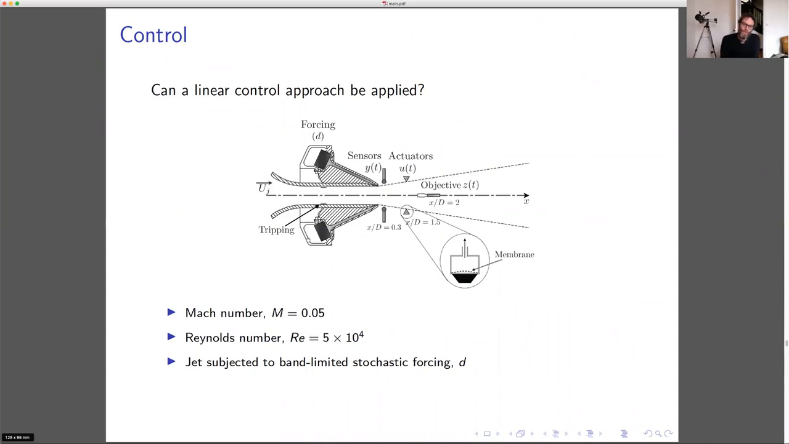Here's the experimental setup where we provide ourselves with the possibility of driving the jet by forcing at the lip. Here we have synthetic jets. We have sensors placed downstream. This is a ring of microphones that allows us to extract different azimuthal modes. Actuators further downstream, these again are synthetic jets, and then we have a hot wire that we can traverse along the axis of the jet. These are the operating conditions, and we're going to subject the jet here to band-limited stochastic forcing, D.